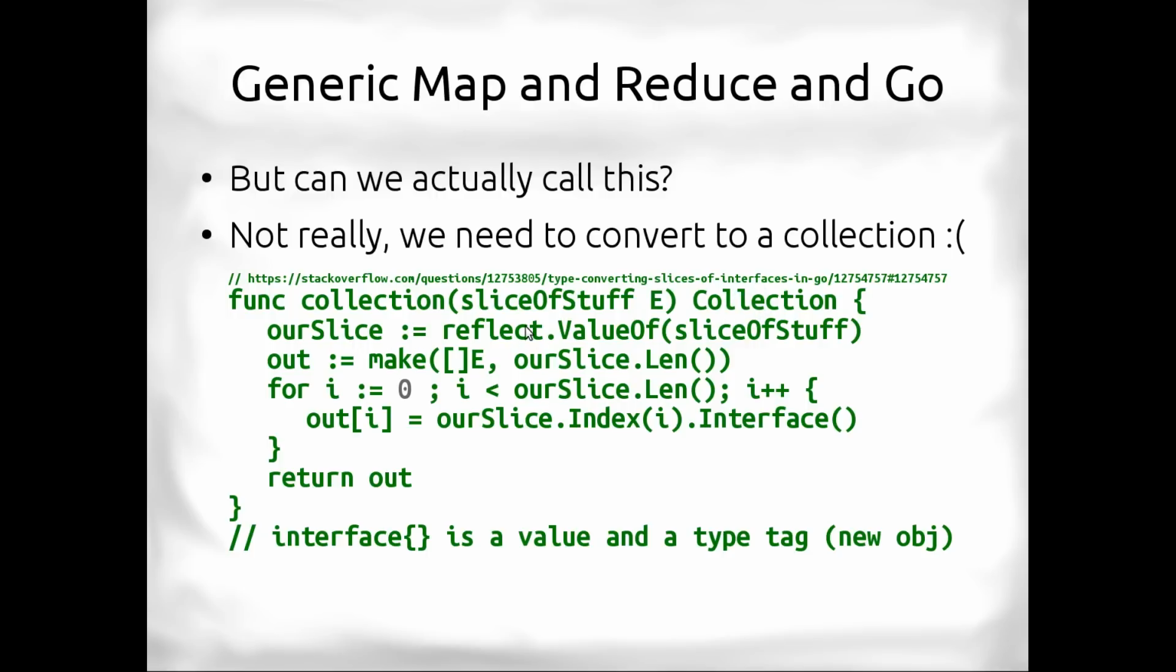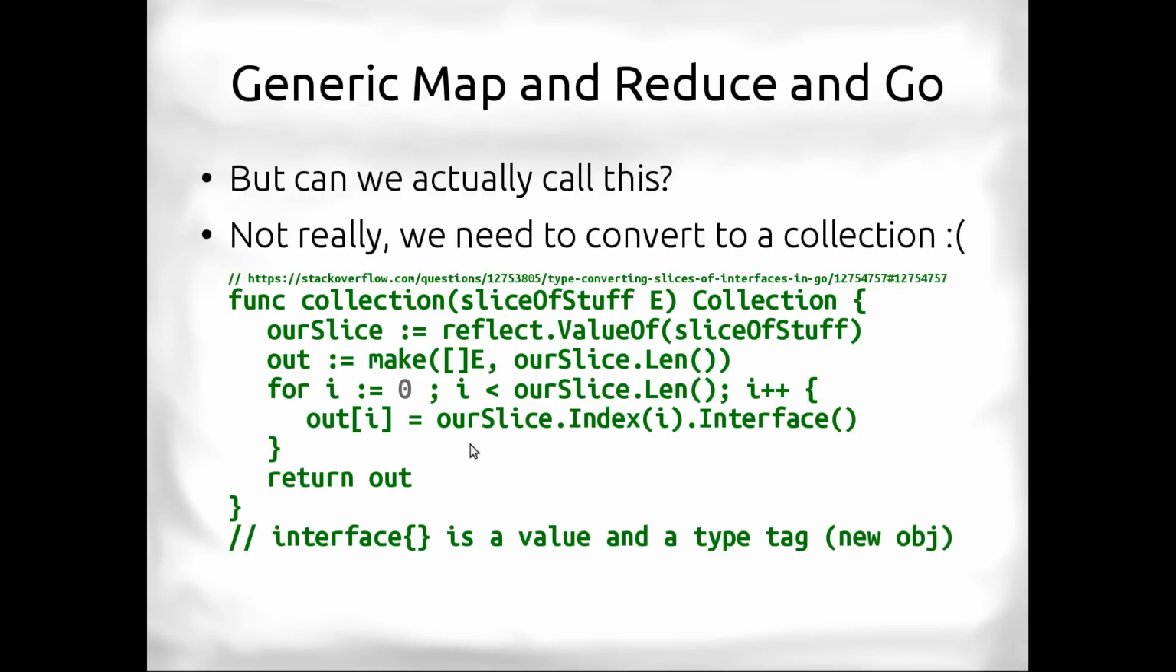So what it does is we go reflect value of slice of stuff, our slice. And then we act like it's a slice. So we go our slice length, and we produce that output array, that output slice. We go i equals 0, i less than our slice length, i plus plus. And then we get the element from there and get the blank interface version of that and plunk it into out i and return out. So it's like our map. We're basically mapping our values to blank interfaces, right? It's a little bit awkward.